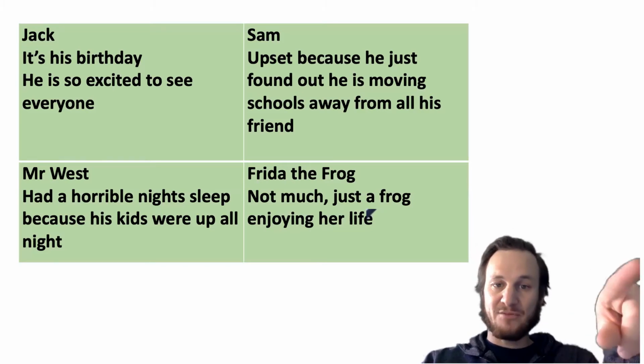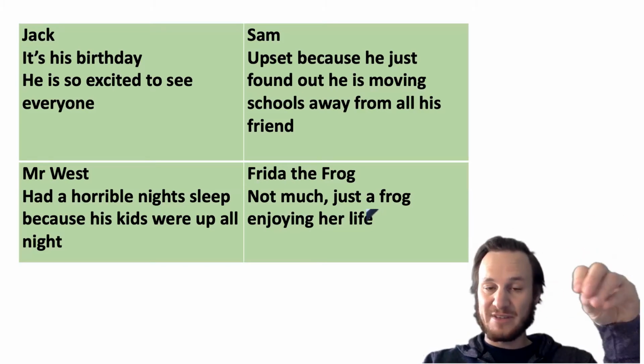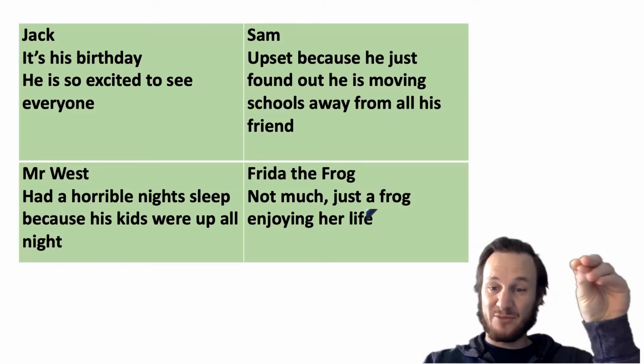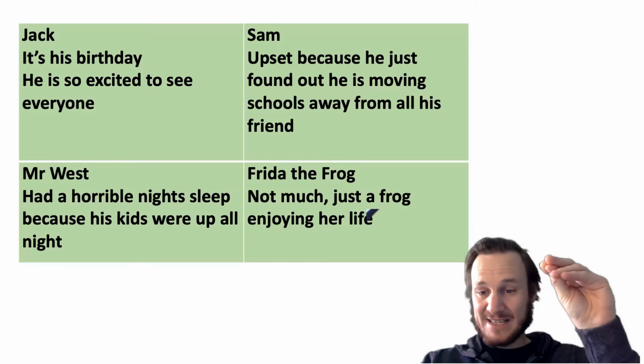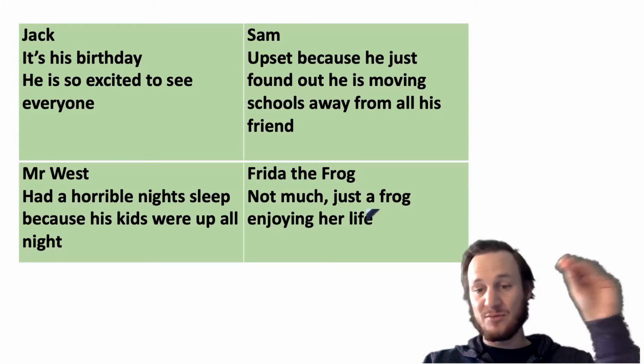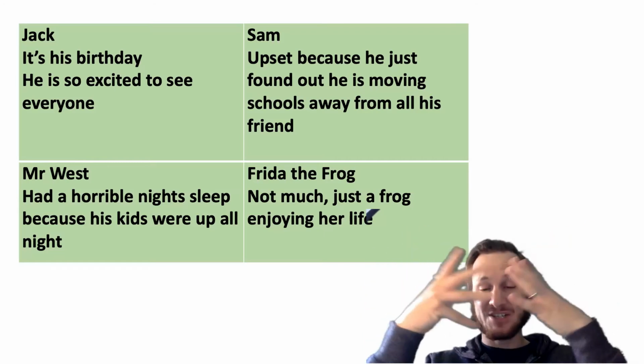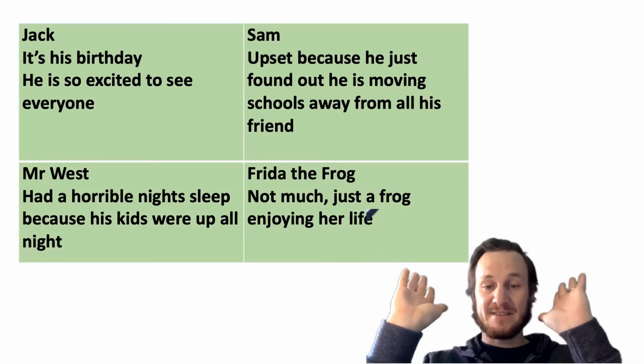But Sam, if we look at Sam's profile, I made a little profile for each of these people. Sam's upset because he found out that he's moving schools away from his friend. They'd always planned to go through primary school and high school together. They were best friends forever. And they have to move interstate. He knows that's going to shatter him and his friend, and they're going to be devastated.